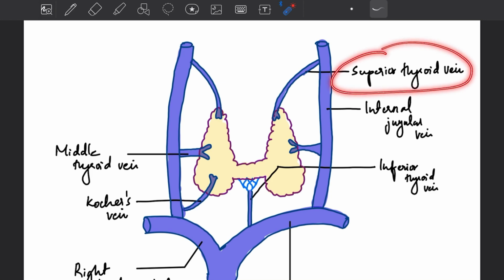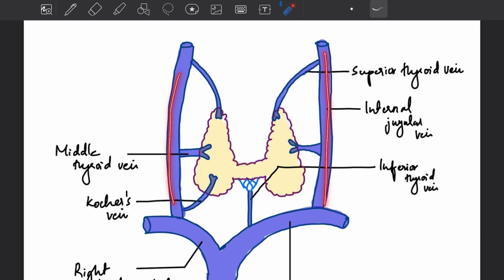The superior thyroid vein and the middle thyroid vein arise directly from the internal jugular vein on both sides. The inferior thyroid vein arises from the left brachiocephalic vein. This inferior thyroid vein is in relation to the inferior surface of the isthmus.